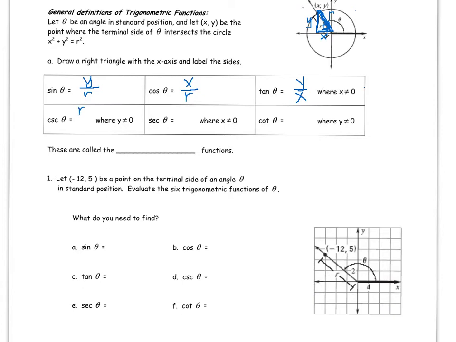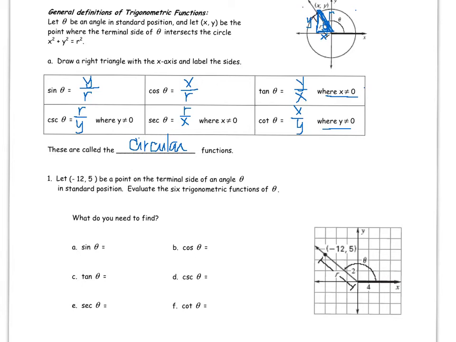Cosecant flips, so you take r over y. Again, we don't want the value of y to be 0 or we don't have a fraction. Secant is r over x, same stipulation. Cotangent is x over y, same stipulation. All we're saying with these ones basically is we just want to actually have ratios, so we don't want them to be 0. These are called circular functions because, again, you can put them on the circle anywhere on the coordinate plane. Now, we're not going to use a circle very often in this section.